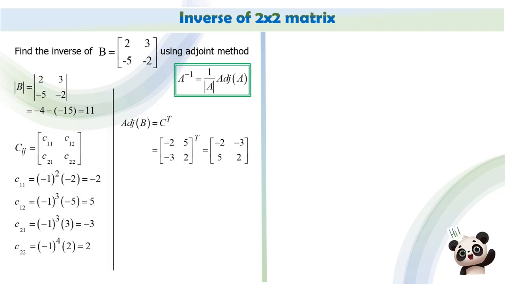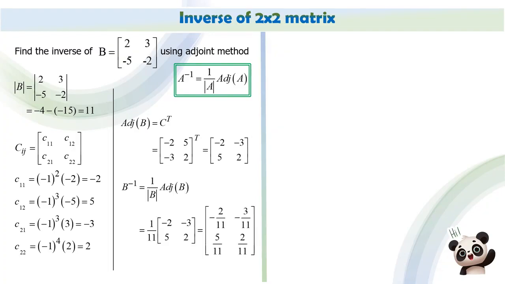Adjoint B is cofactor transpose. Then we get B inverse. Alternative method.